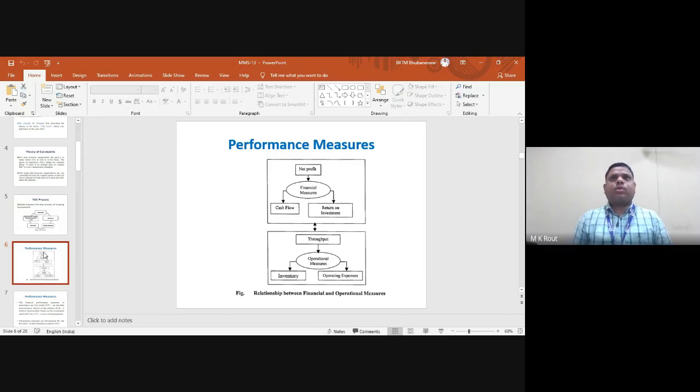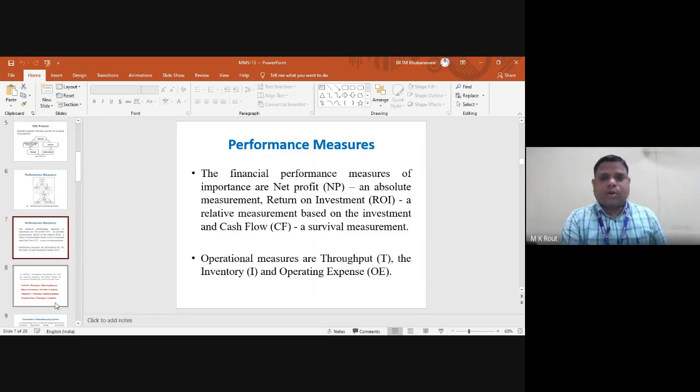Apart from the theory of constraints, for performance measurement there are two aspects: one is financial and the other is operational measures. In the financial case, you have to consider net profit, cash flow, and return on investment. In the operational case, it is throughput, inventory, and operational expenses, covering wages, manufacturing, maintenance, inventories, etc. Before implementing this operational process, you have to take care of the different measures.